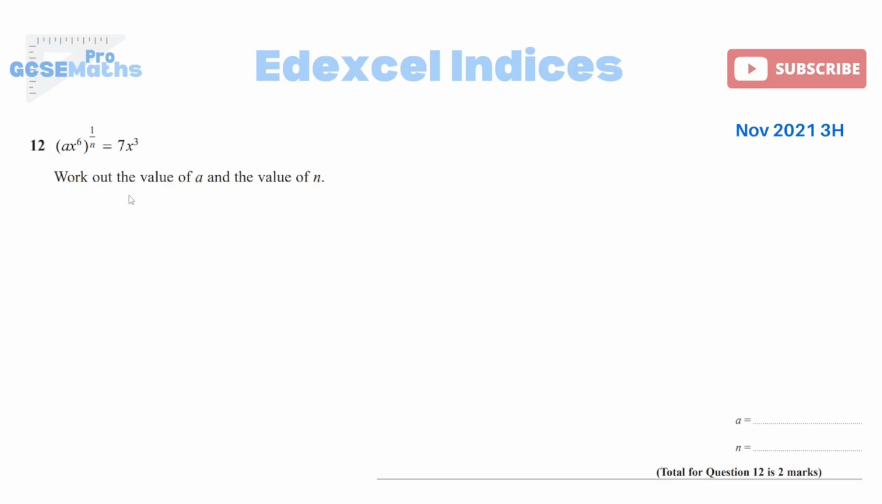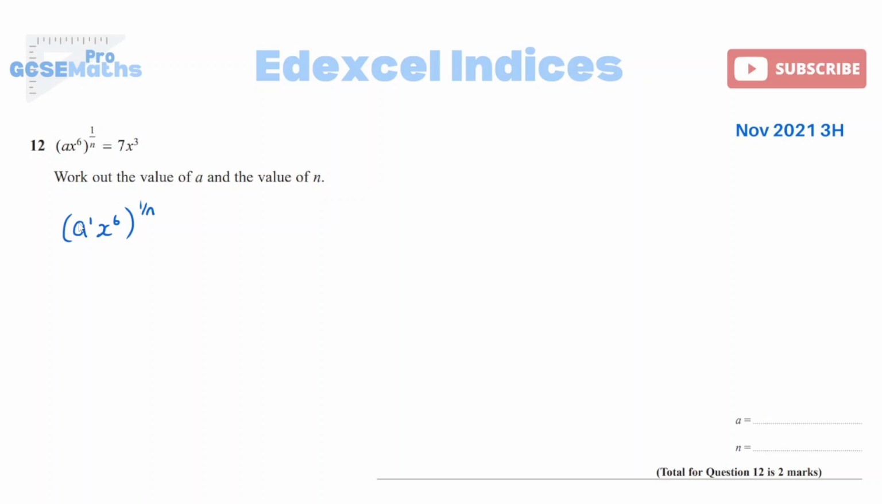So what I'm going to do first is deal with the index law to expand these brackets, get rid of these brackets. So the index law is our third index law, where whenever you see brackets, you end up multiplying the powers. Technically, we've got a to the power of 1, x to the power of 6, and then 1 over n.